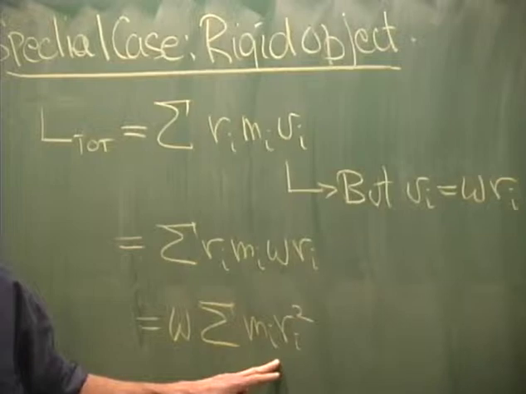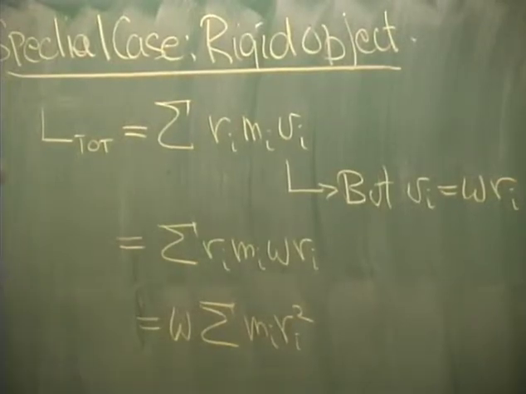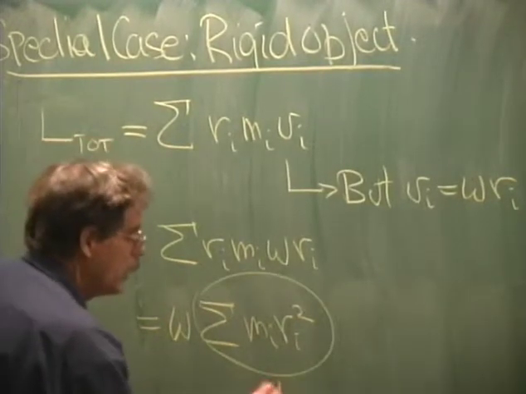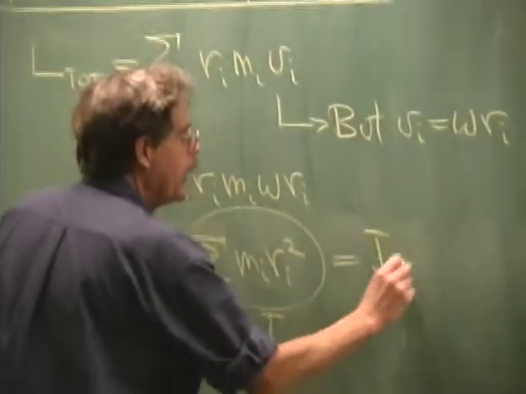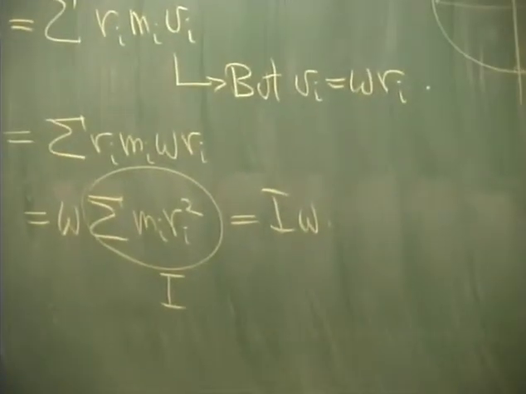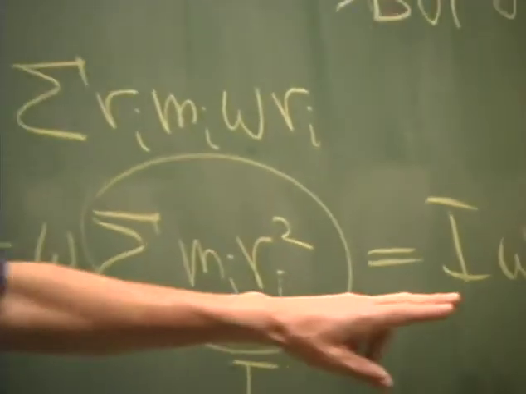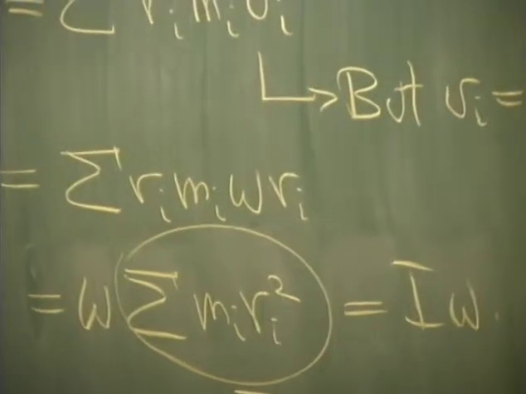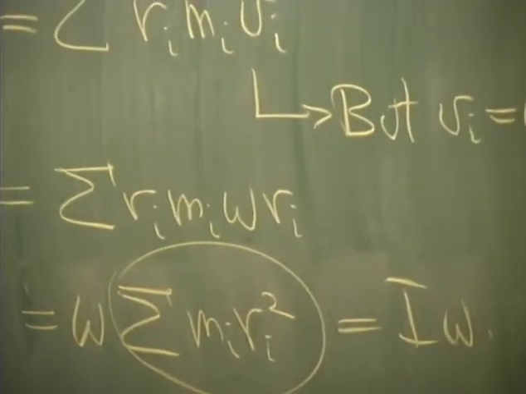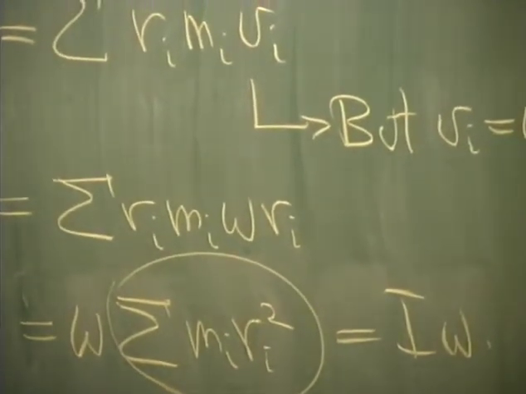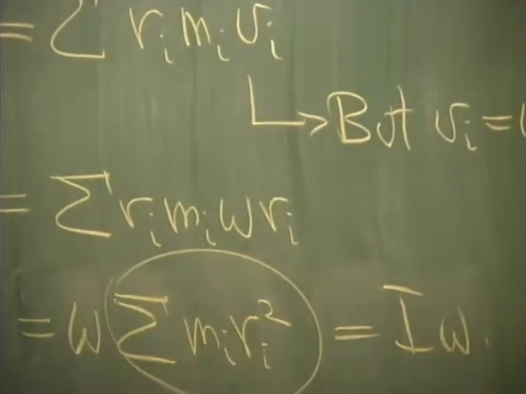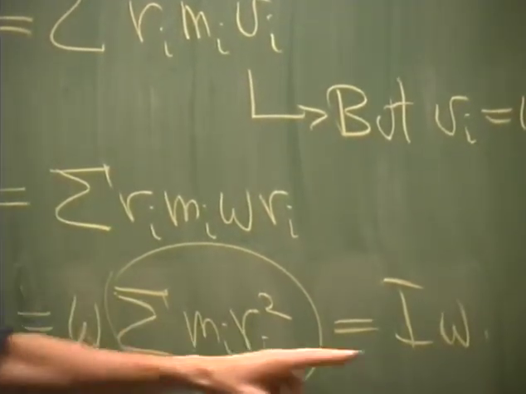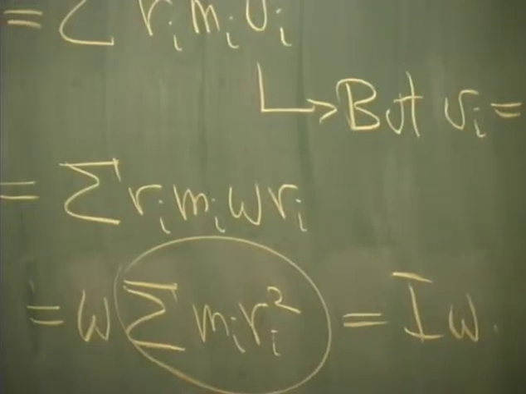The sum of m_i r_i squared is nothing but the moment of inertia of the object. That's I, so I get I times omega. There's the connection. L total for a rigid object, the total angular momentum, is the moment of inertia of the object times omega. That was on my dictionary there. It corresponds to p equals mv for translational motion. Here it's L equals I times omega.